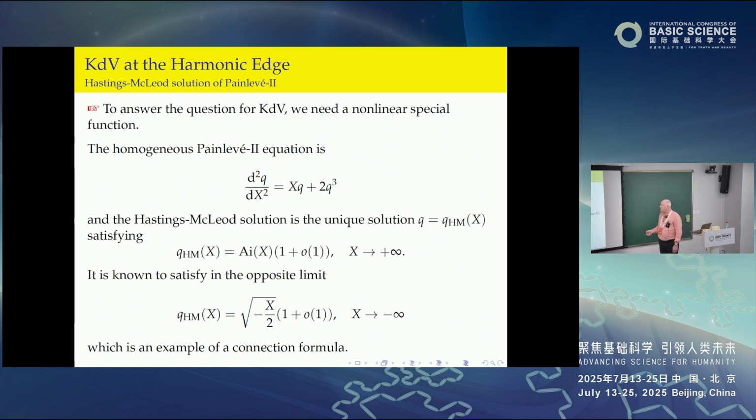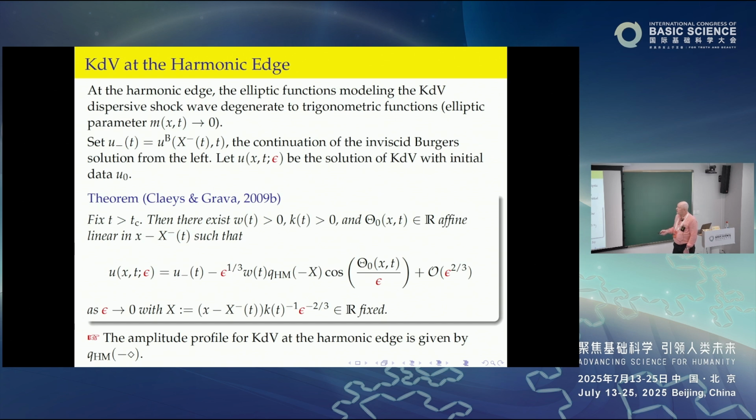Okay. So then here's the result for KdV. First of all, at the harmonic edge, there's a phenomenon by which the solution becomes sort of linear, as I said. So the oscillations, which are nonlinear things, are actually described by some elliptic functions in the KdV case. Those elliptic functions have to turn into trigonometric functions, which means the elliptic modulus goes to 0. So m goes to 0, that's the modulus of the functions.